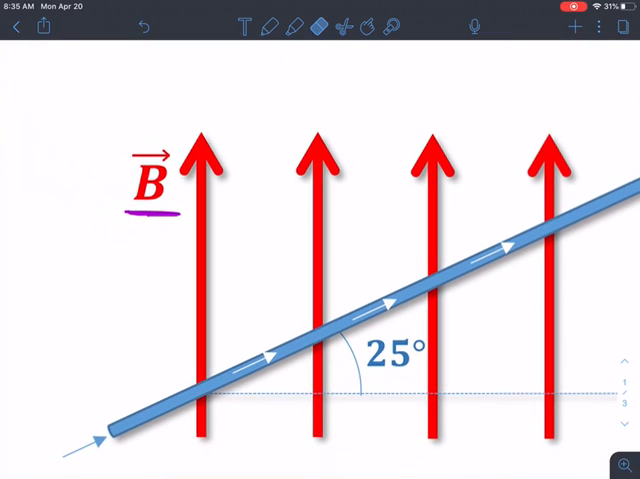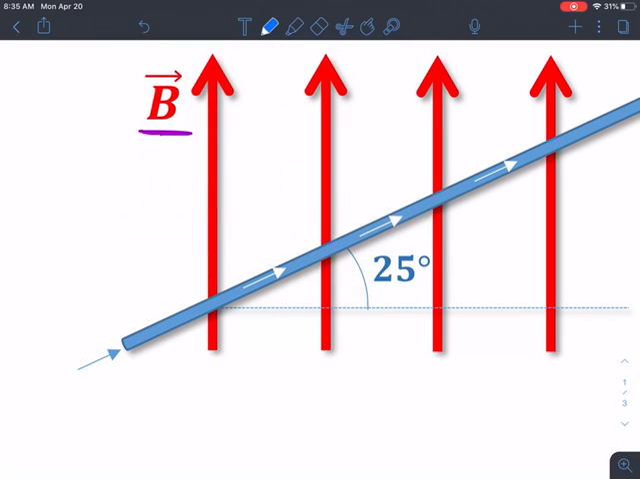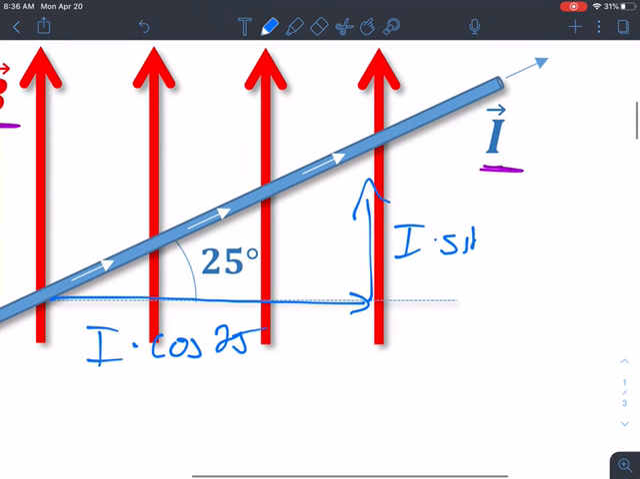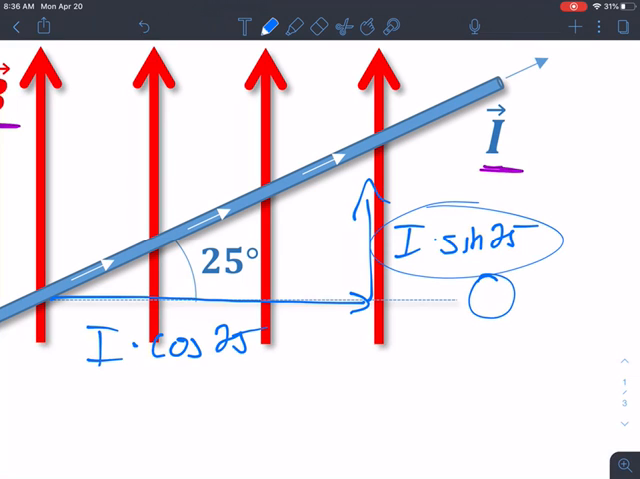And so if we break this into components, we would get two pieces. So I'll use blue for this. We would get this piece, and this is the current times, since this is adjacent over hypotenuse, this would be times cos 25, and this side would be I times sine 25. And now this component would be 0. It would induce 0 force because it's parallel, and this would be our regular one. This is what we should plug into F equals B I L.